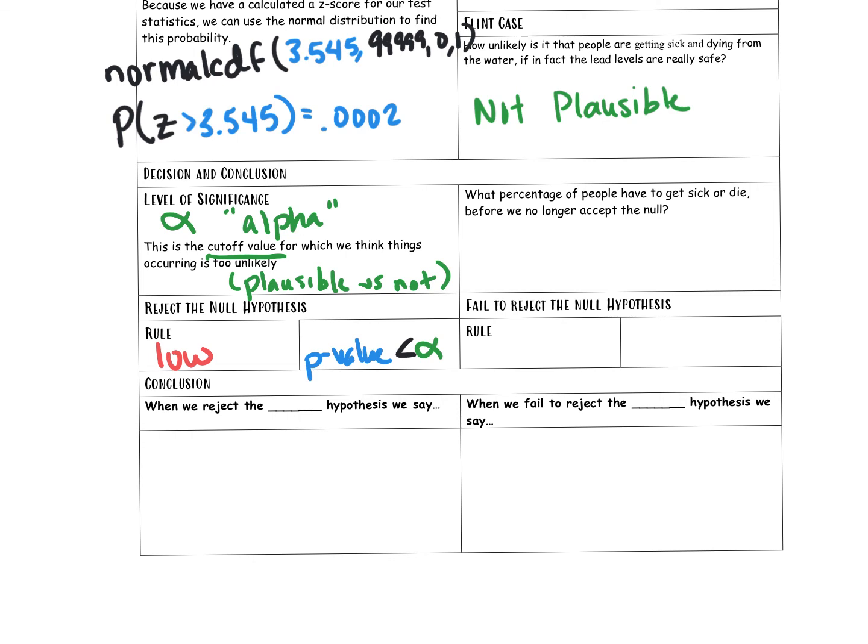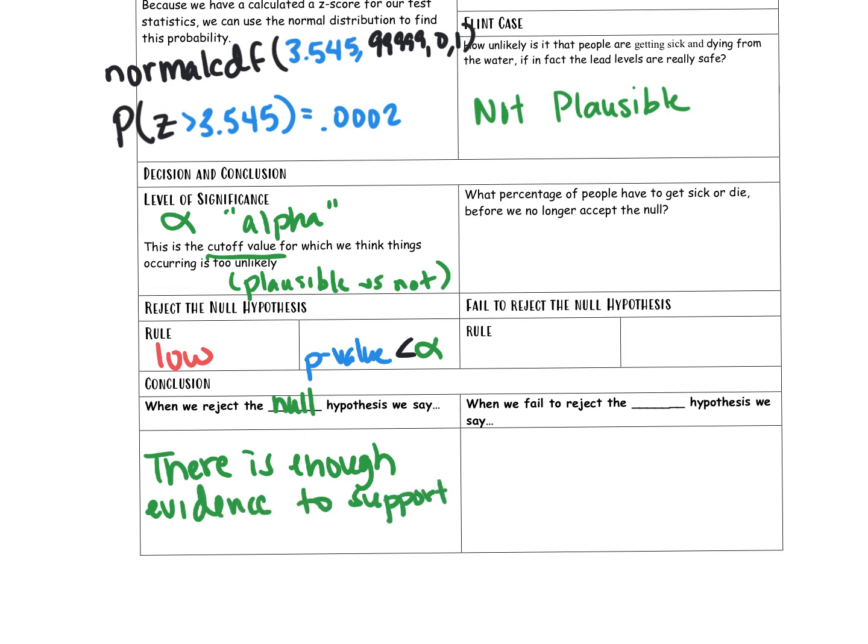If I reject their innocence, what I'm really saying is that there is enough evidence to support their guilt. I don't want to say guilt. To support HA. That's what I'm going to say. So if I reject your innocence, what I'm saying is I have enough evidence to support your guilt.